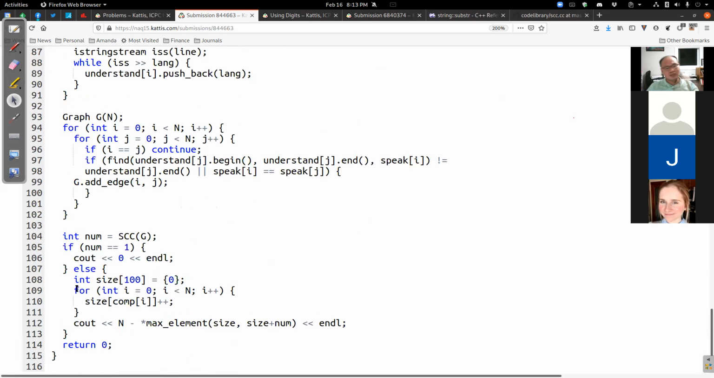And so I just collect them. I collect the component index and increment the appropriate size. Basically, I'm counting how many things are in each component. And then at the end, I look for the maximum component and subtract it from n, because the maximum component are the people that I keep, and everybody else I throw away. So that's why I subtract from n.